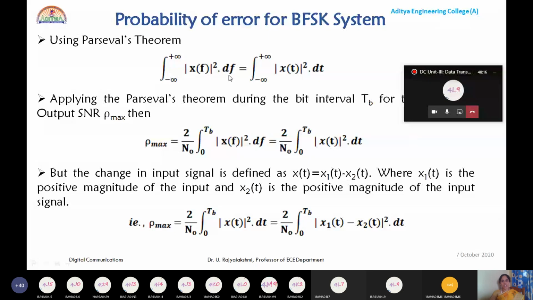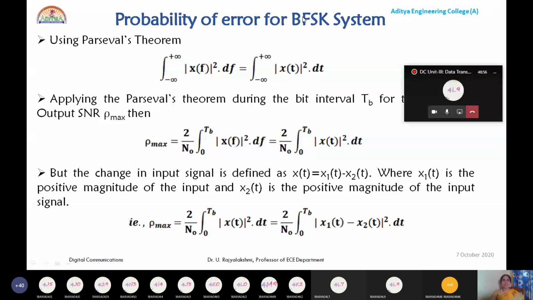Then we used once again the same procedure, like the first two slides are almost all common for all the derivations, because we are following the same steps except for the input levels. We'll change the input levels of x1 of t and x2 of t for a particular system. For ASK, x1 of t is AC cos omega ct, x2 of t is 0. And for BPSK, you will have phase variation: root 2PS cos omega ct for data bit 1 and minus root 2PS cos omega ct for data bit 0.